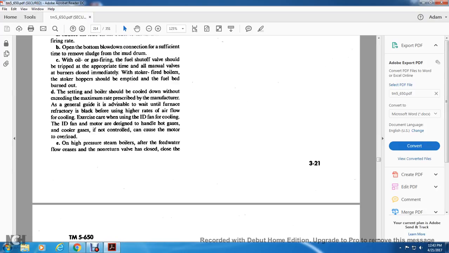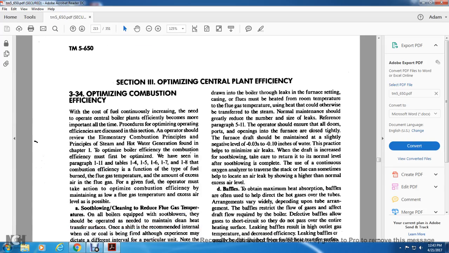Section 3, Optimizing central plant efficiency.